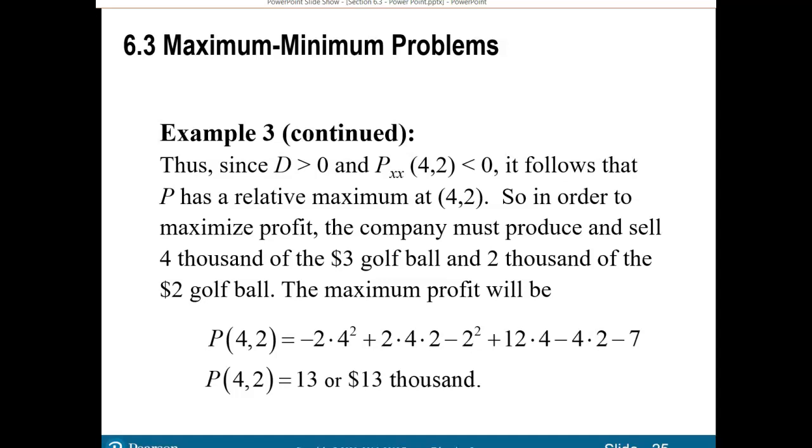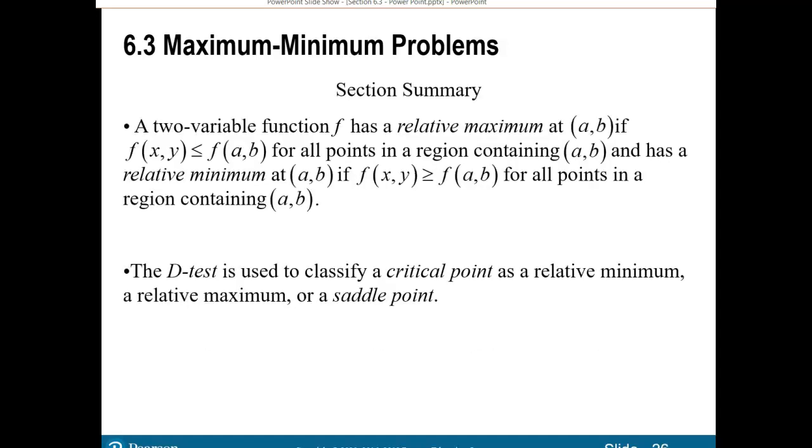Okay. All right. So the section summary for section 6.3: a two-variable function f has a relative max at (a, b) if f of xy is less than or equal to f of (a, b) for all points in the region. And it has a relative min if f of xy is greater than or equal to f of (a, b) for all points in the region.